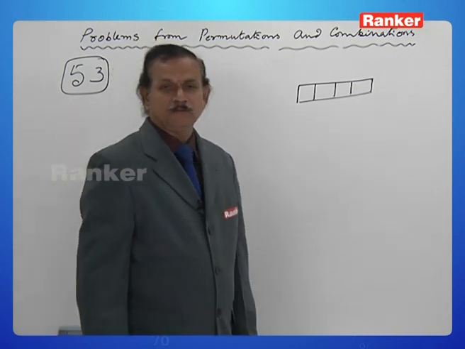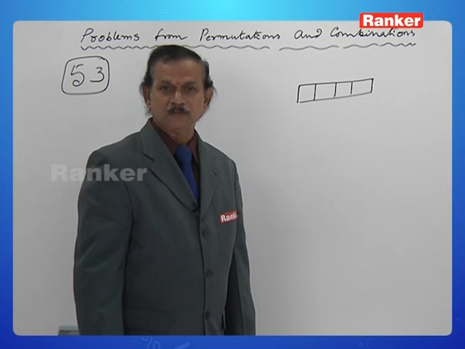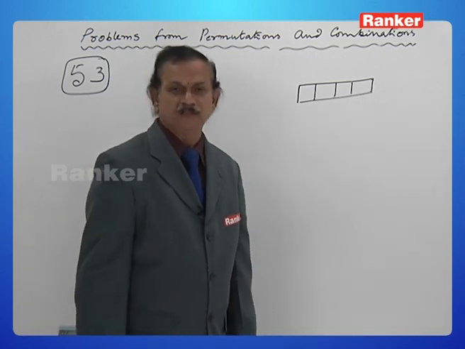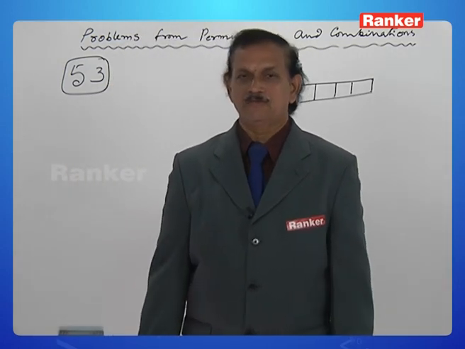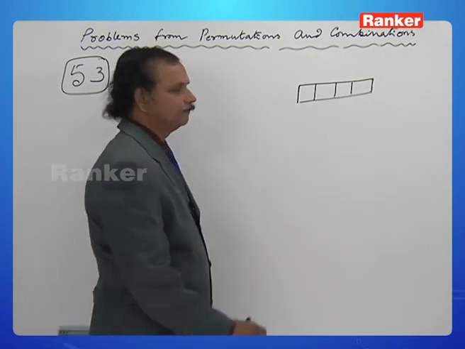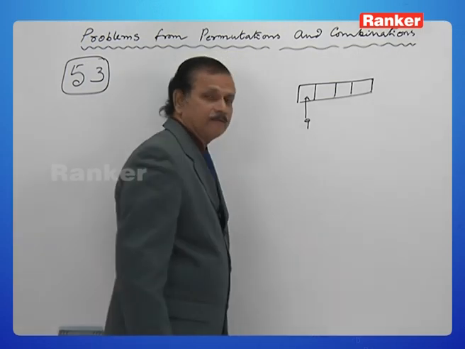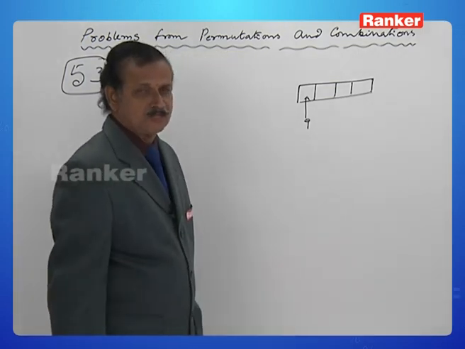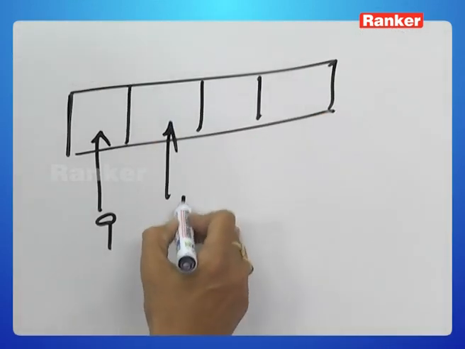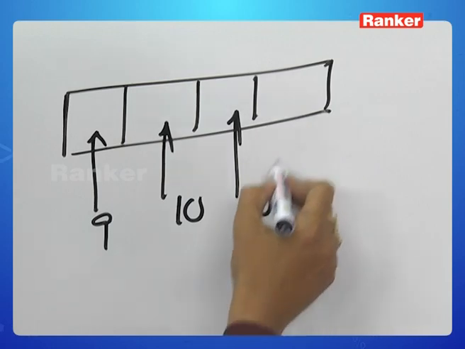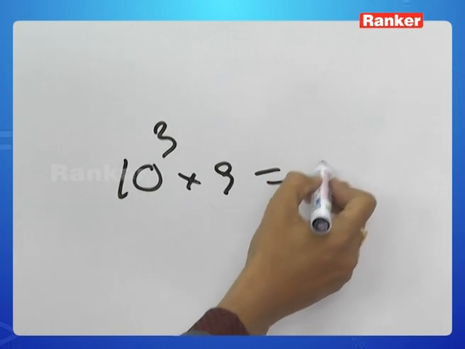As usual, a precautionary measure is to be taken about the first place. Why? Because it must be filled with a non-zero digit. How many non-zero digits are there available with us? 9: 1, 2, 3, 4, 5, 6, 7, 8, 9. So it can be done in 9 ways. What about the remaining places? There is no restriction at all. You can use 0 also. Therefore, these 3 places can be filled in 10 ways, 10 ways, 10 ways. Altogether, the total number of numbers is 9,000.